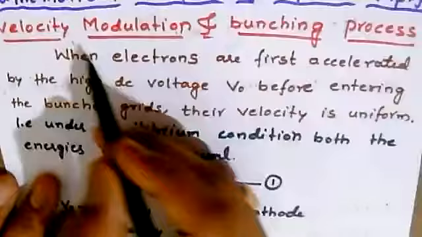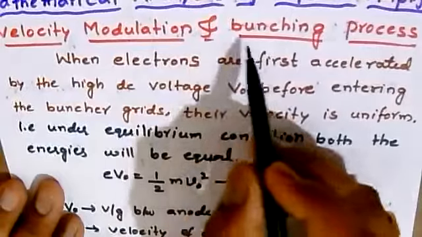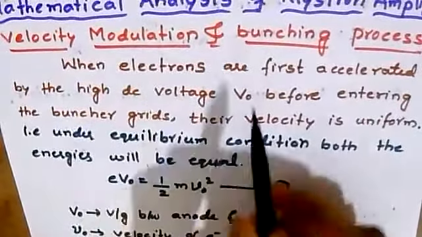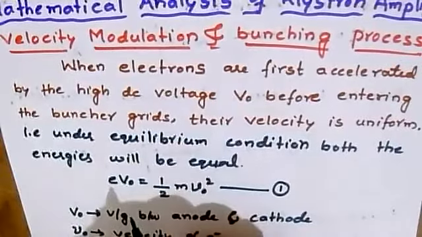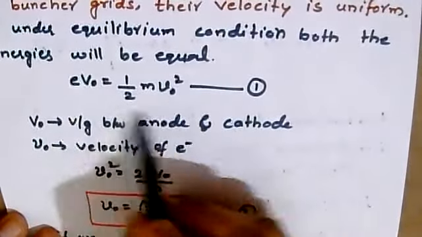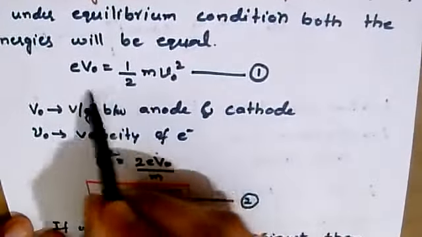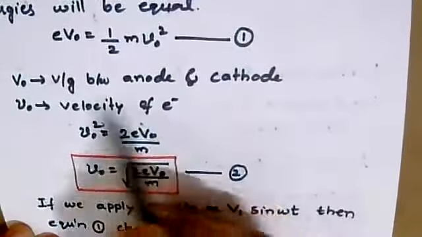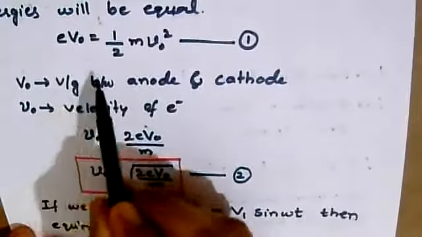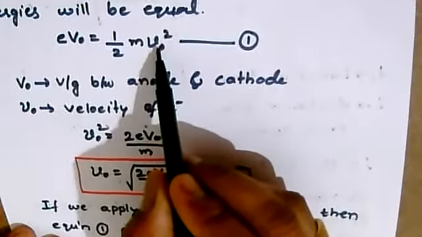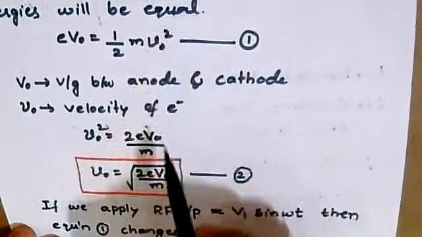Okay. Now we are expressing the velocity modulation and bunching process mathematically, as we have discussed in the previous class about the two cavity klystron amplifier. Under equilibrium condition, static energy is equal to the kinetic energy, which is stated here. Once we equate this, let this be equation 1. Here V0 is the voltage applied between anode and cathode, and v0 is the velocity of the electrons moving from cathode to anode.